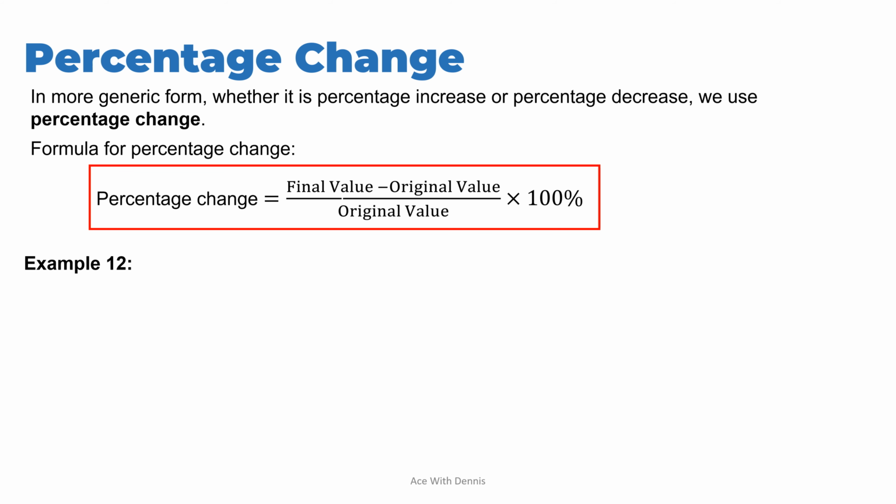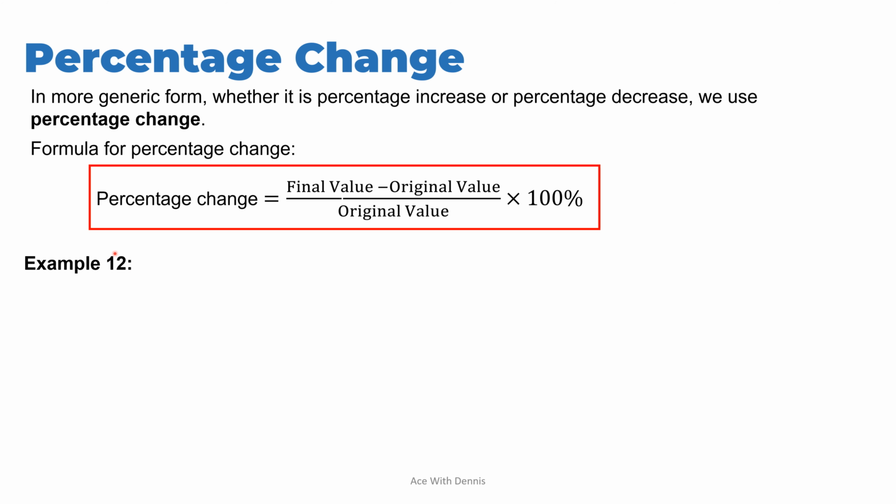Alright, so before you go to example 12, do take note that this formula is actually exactly the same as percentage increase. So what's the reason? Final value minus original value over original value, so this is the percentage increase. Now why do we want to use this? Because if we get a negative value, then it is percentage decrease. If we get a positive value, then it is percentage increase.